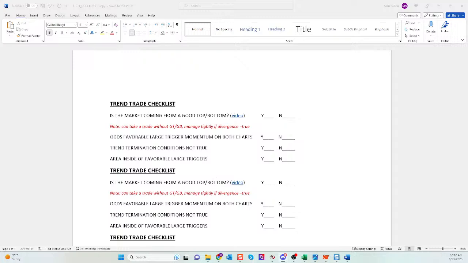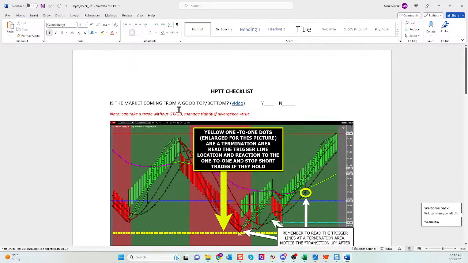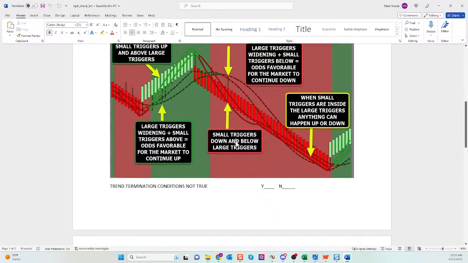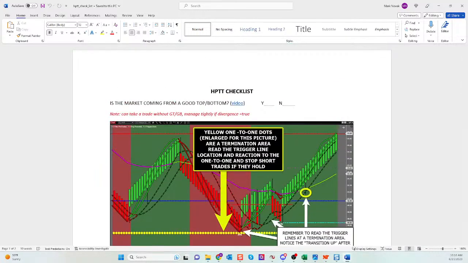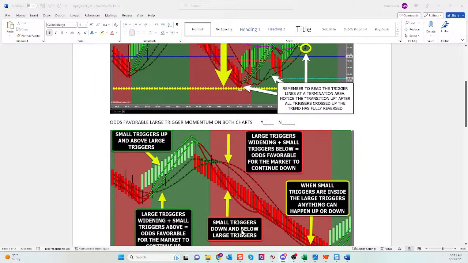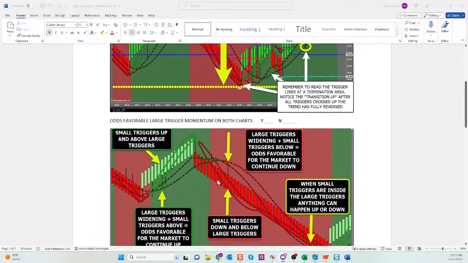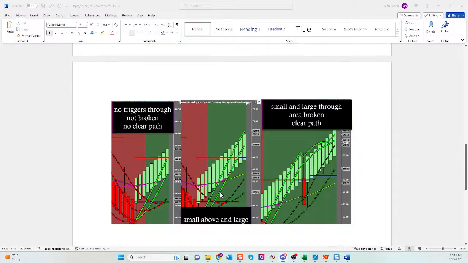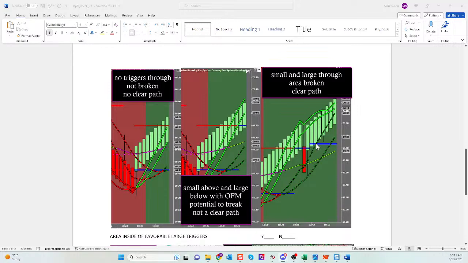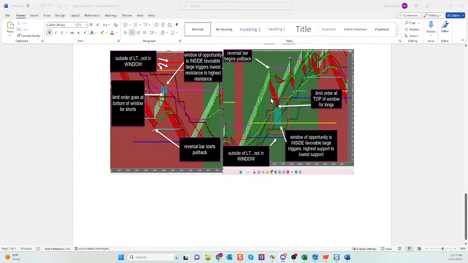Steal this checklist. I just put it in the room for you. And if you're brand new and you're a visual kind of person, here's the same checklist with pictures, liberated from the resource materials, so that you can visually see what a good top or bottom is, so that you have a visual reminder of what odds favorable momentum is, what it means to have a clear path, and identifying the window of opportunity, guys.